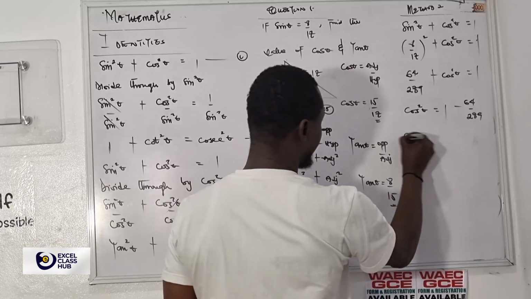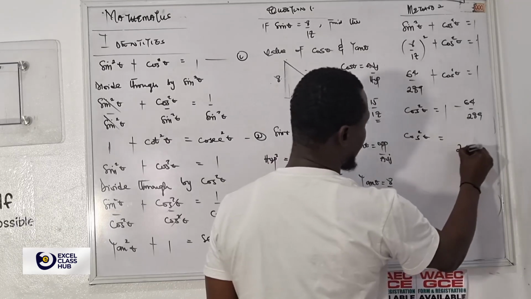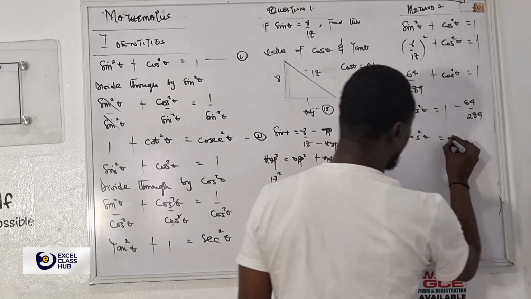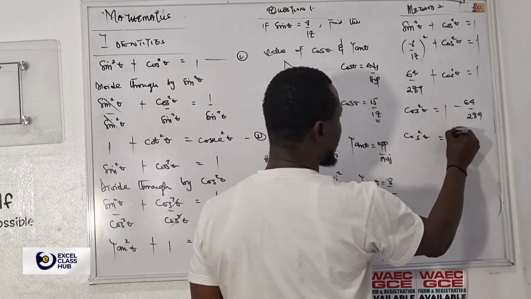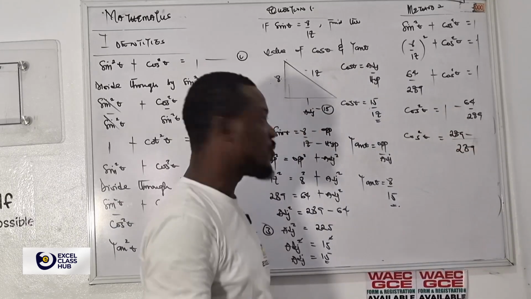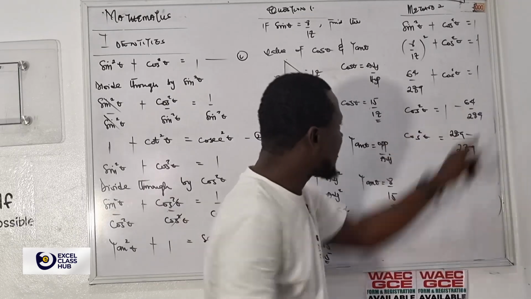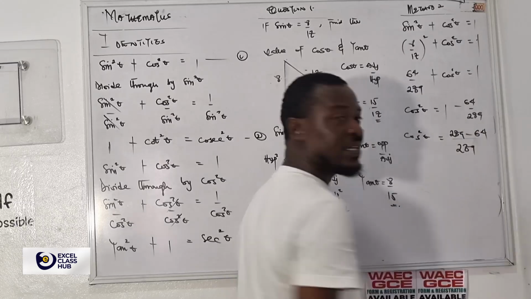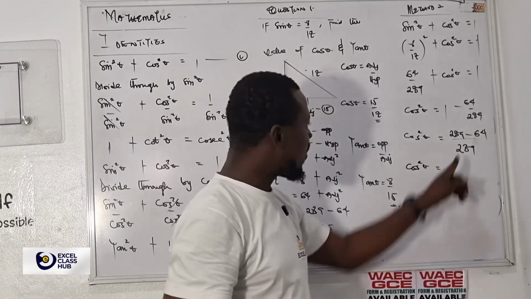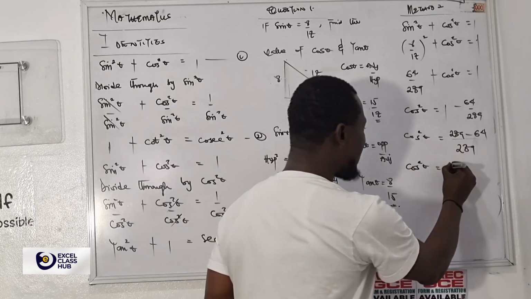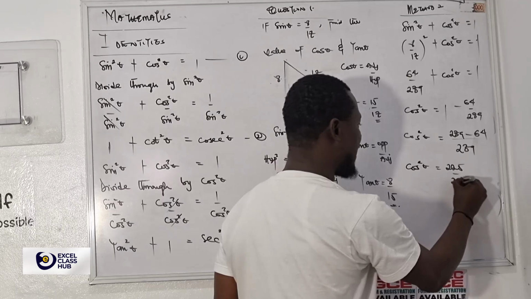So from here, cos square theta, LCM of 1 and 289 will give me 289. And you still draw your line. 289 divided by 1 is what? 289 times 1 to give you 289. You put your minus. 289 divided by 289 is what? 1. You use that one to multiply 64, still gives you 64. So that means cos square theta equals 289 minus 64, which will give me 225. That means everything over 289.